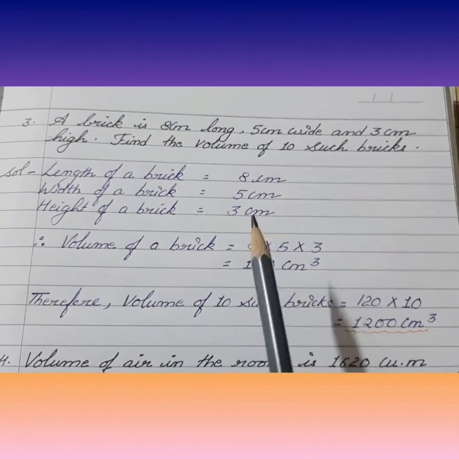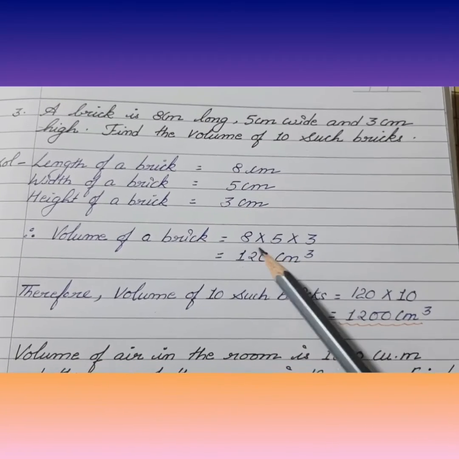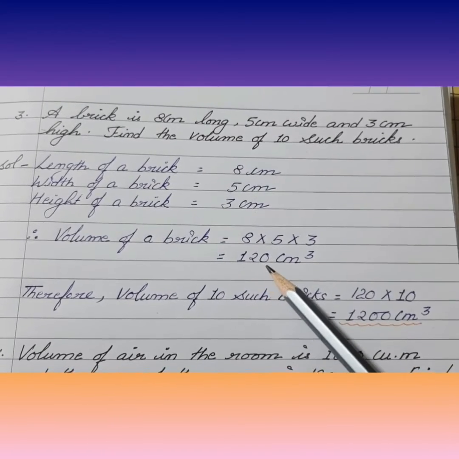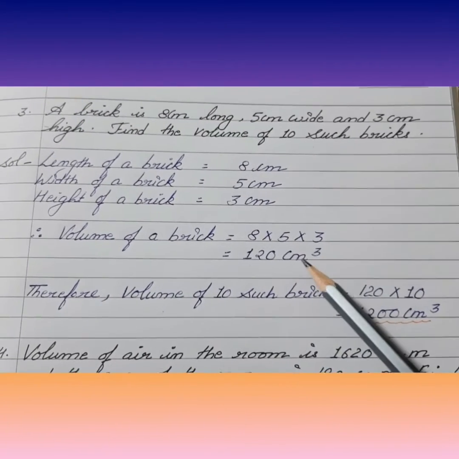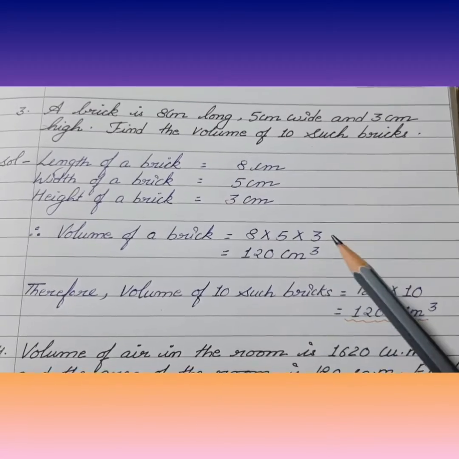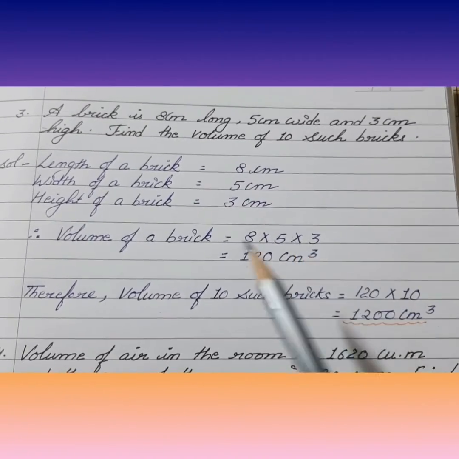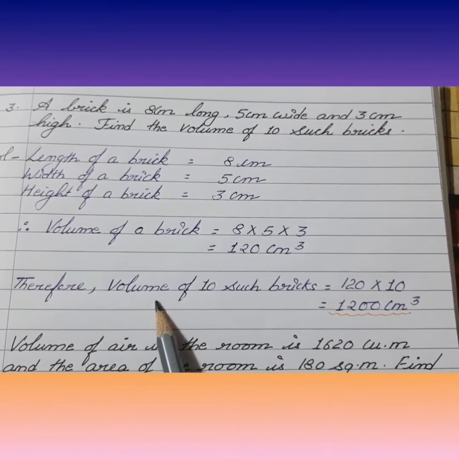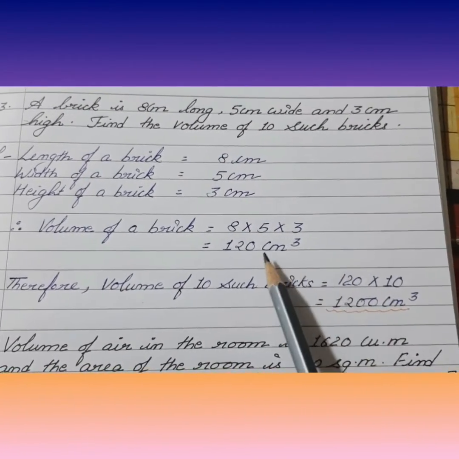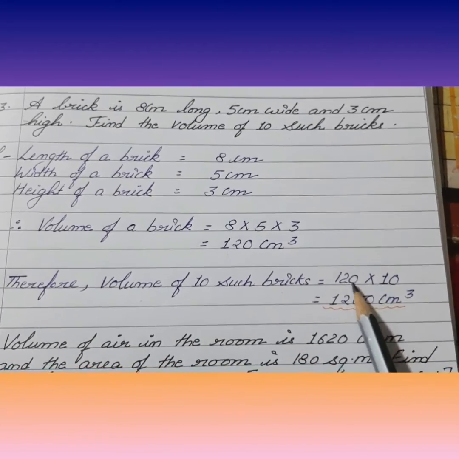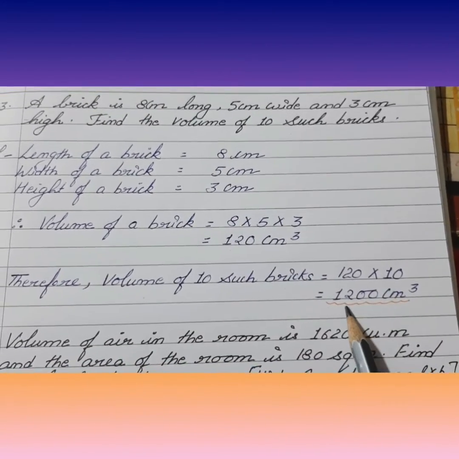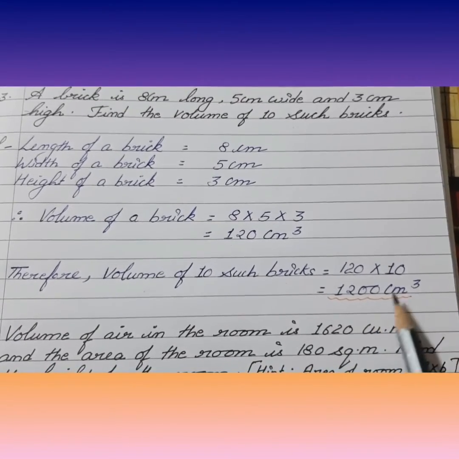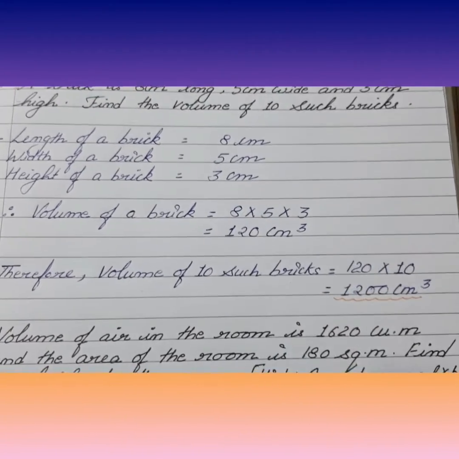Now, put the values in the formula. Volume of a brick is length into breadth into height. So, 8 cm into 5 cm into 3 cm. We will get 120 centimeter cube. This is the volume of a single brick, and we have to find out the volume of 10 such bricks. Therefore, for the volume of 10 such bricks, we will multiply it by 120. 120 into 10, we will get 1200 centimeter cube. So 1200 centimeter cube is the volume of 10 bricks.